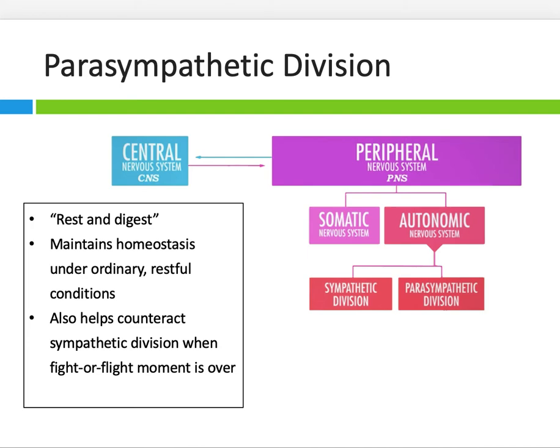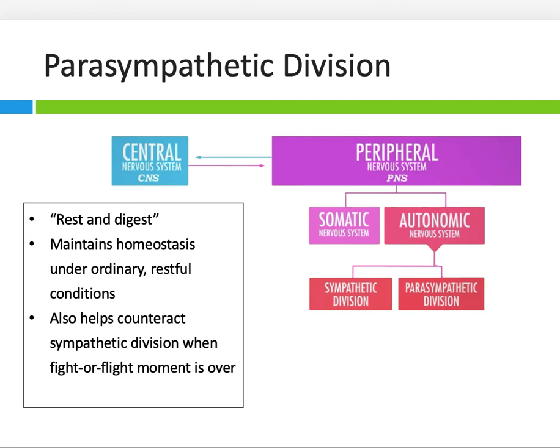The parasympathetic division contrasts the sympathetic division. This is known as your rest and digest division of your autonomic nervous system. It's going to maintain homeostasis under ordinary restful conditions. So this is when there is no immediate danger. It's also going to help counteract the sympathetic division when the fight or flight moment is over. For example, when the bear walks away, or when you realize it was just some weird shadow from a pile of clothing in your bedroom and not actually a bear in your bedroom.